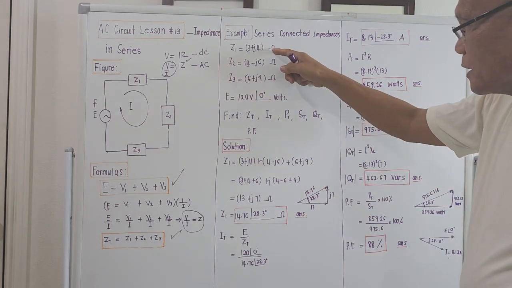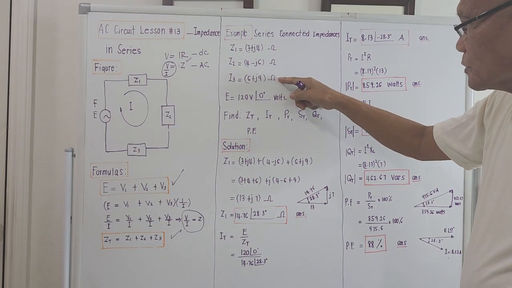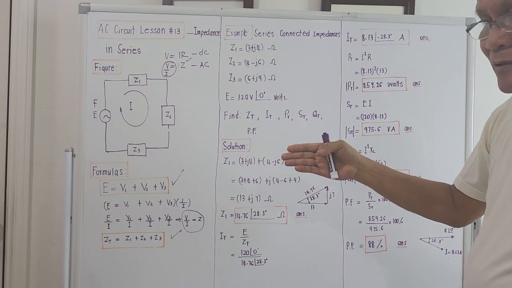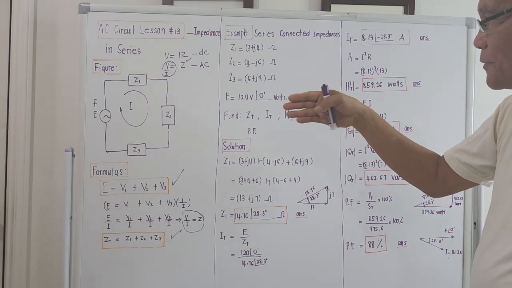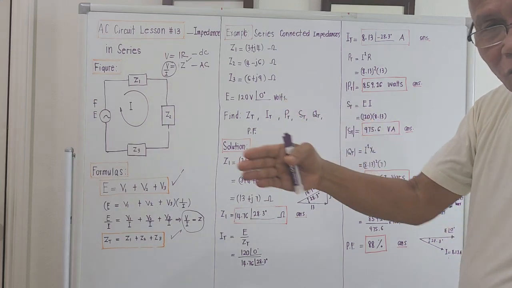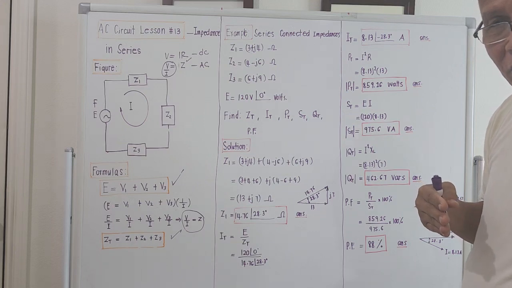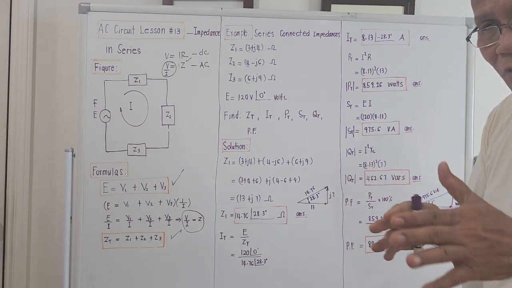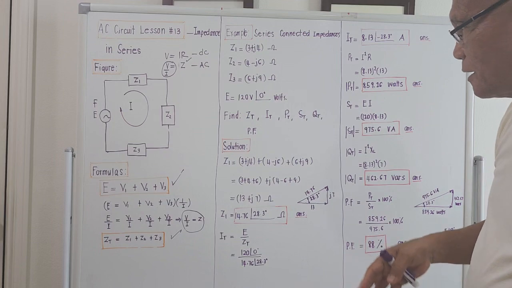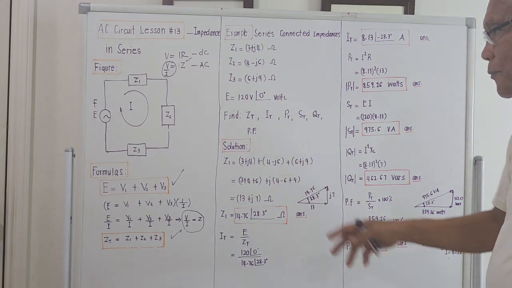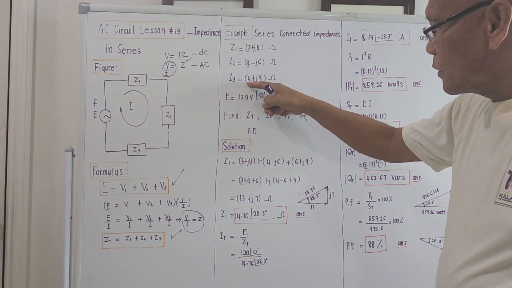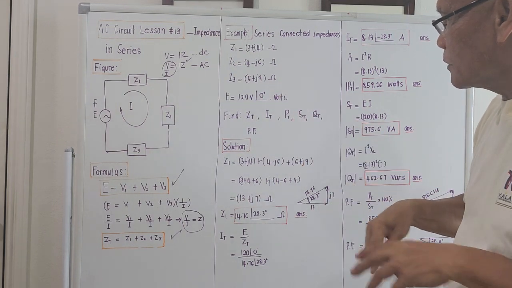So the unit is ohms. This is ohms, ohms, ohms, okay? And luckily, in this given example, all the impedances are in rectangular form, so it's an easy thing for us to add. Okay, let's try to bring up the problem. The applied voltage will be 120 volts, angle 0 degrees.